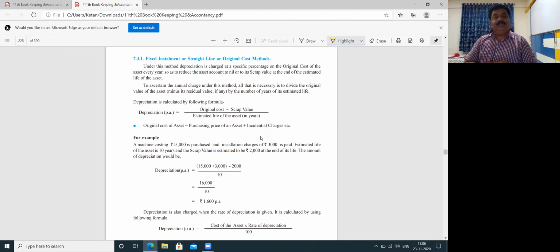And what is the method you are going to use? Fixed installment or straight line or original cost method. म्हणजे पहिली method तुम्ही use करणार आहात. Now every year the depreciation is 1 lakh, 1 lakh, and so on, for 10 years. Every year the amount of depreciation is the same, and that's why it is called the fixed installment method.